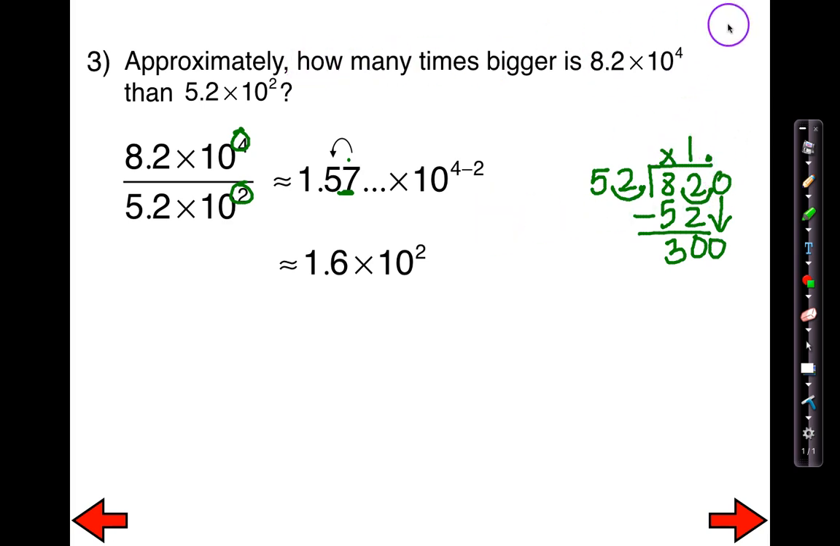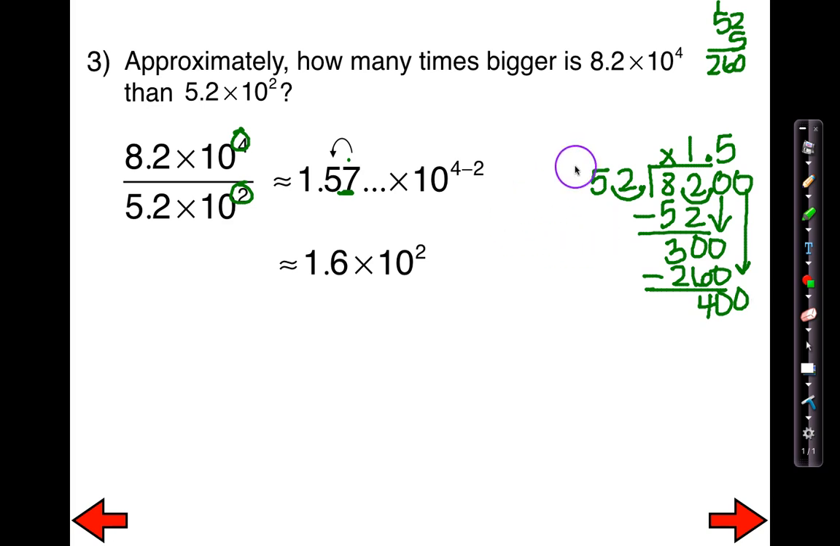Okay, so let me just do some side work. 52 times 5, that's going to be 260. So I'm going to put a 5. 260 with a remainder of 40. Let's bring down a 0. How many times is 52 going into 400? So again, 52, I'm going to say it's about 50. 50 is actually going to go in nicely to 400 8 times.